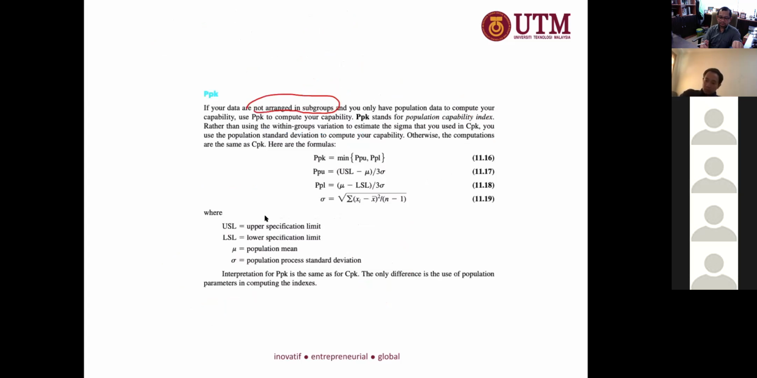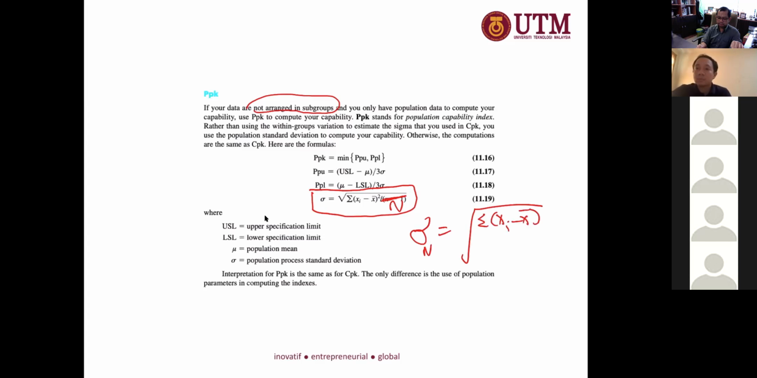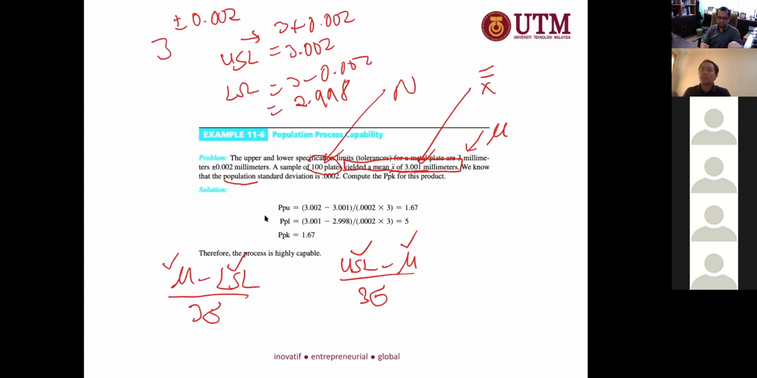Look at here. This is the formula for standard deviation. But there is a mistake here. Standard deviation for population should be squared divided by N. So this is given already, 0.02.